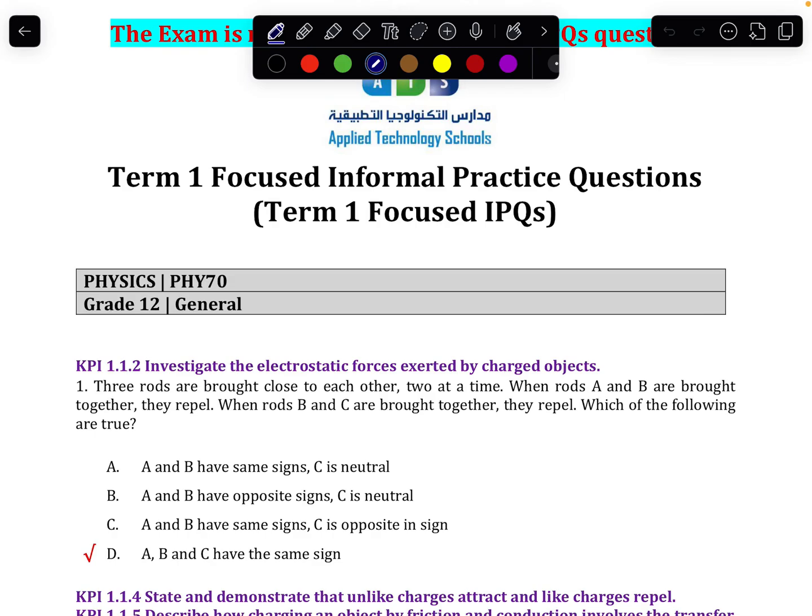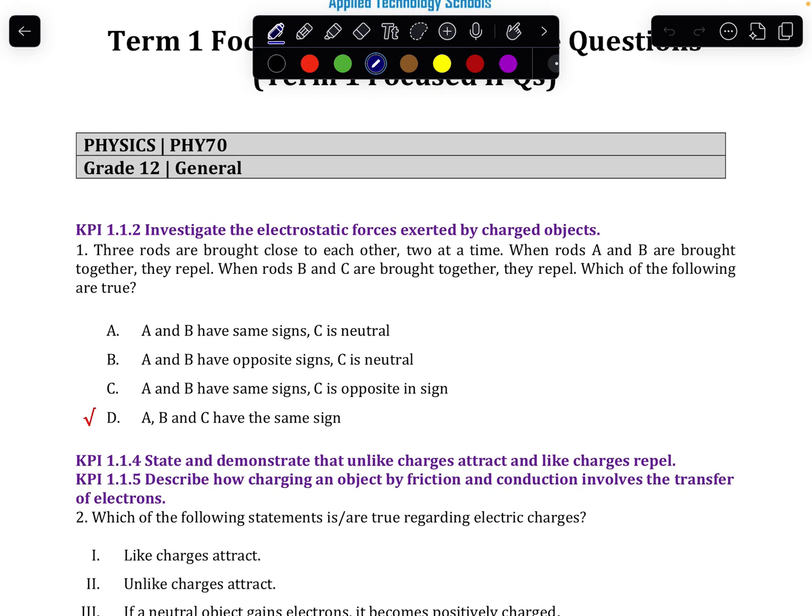General solving the focused informal practice questions 1.1. So here we have 3 rods that are brought close to each other 2 at a time. Rod A and rod B, they repel. So A and B, they are repelling. So they repel, so they should be having the same sign.